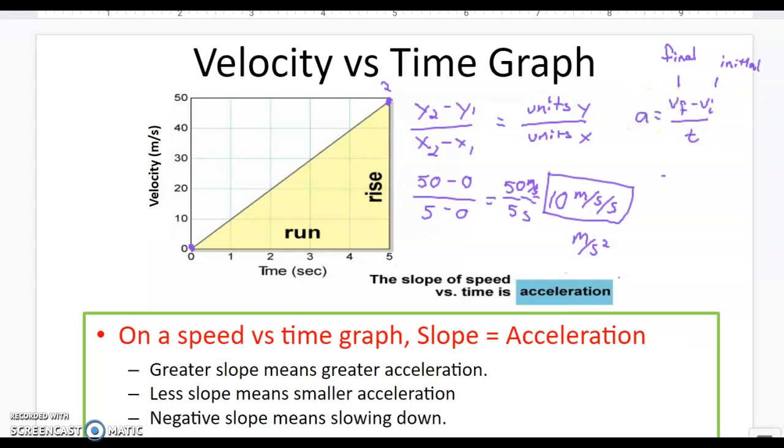So to find the acceleration, my final velocity is what my velocity ends at during that section. My velocity is 50 minus the initial velocity for that section. It started down here and its initial velocity is 0. Divided by the time. It goes from 0 to 5. You'll notice that it's the same thing that I get from before. It's 10 meters per second per second. And that's my acceleration.